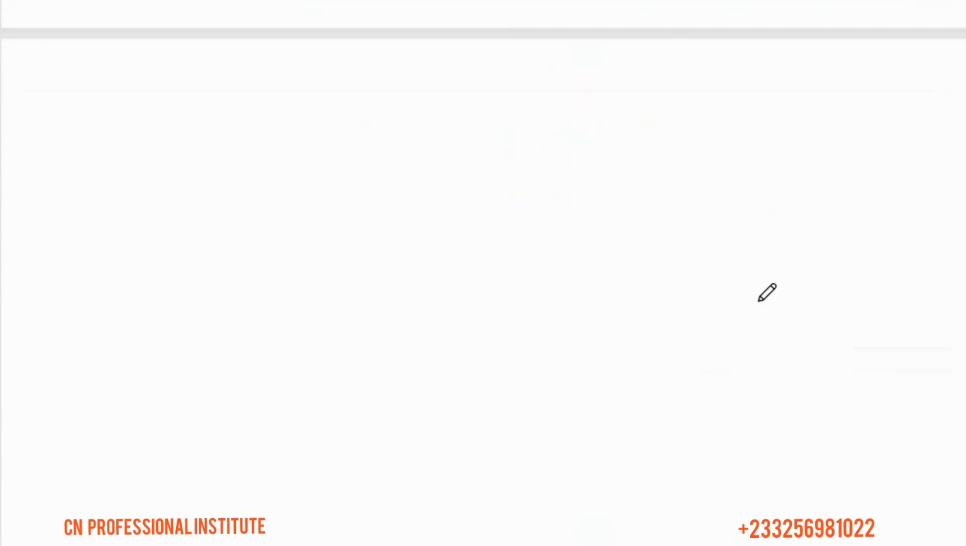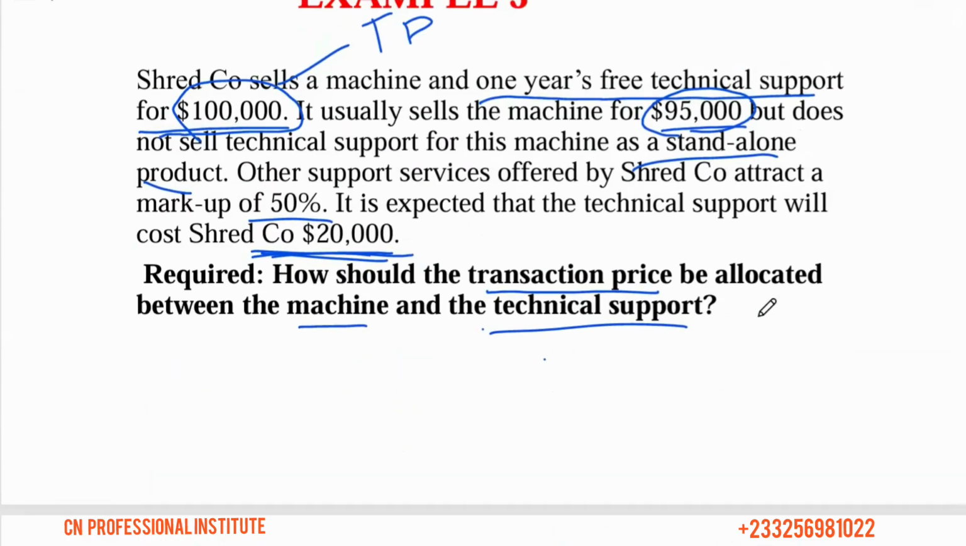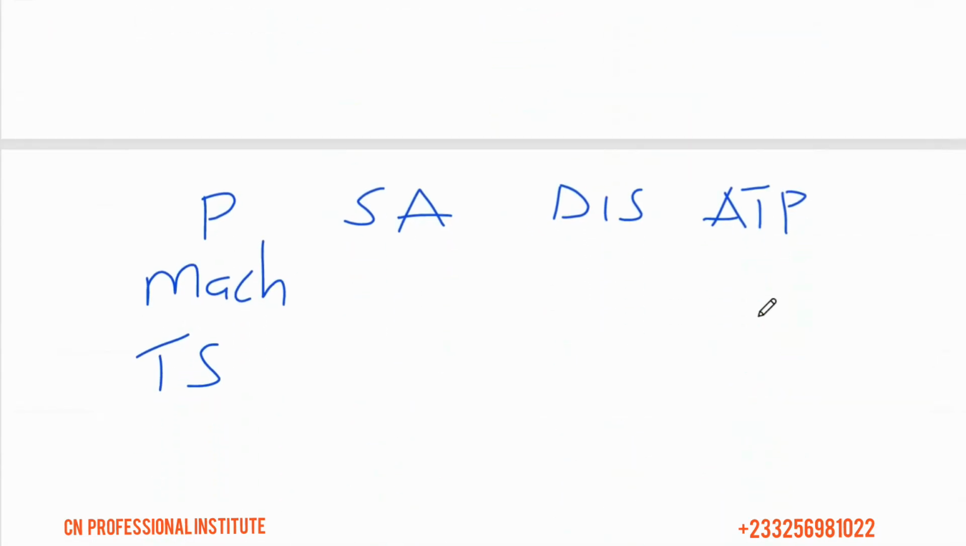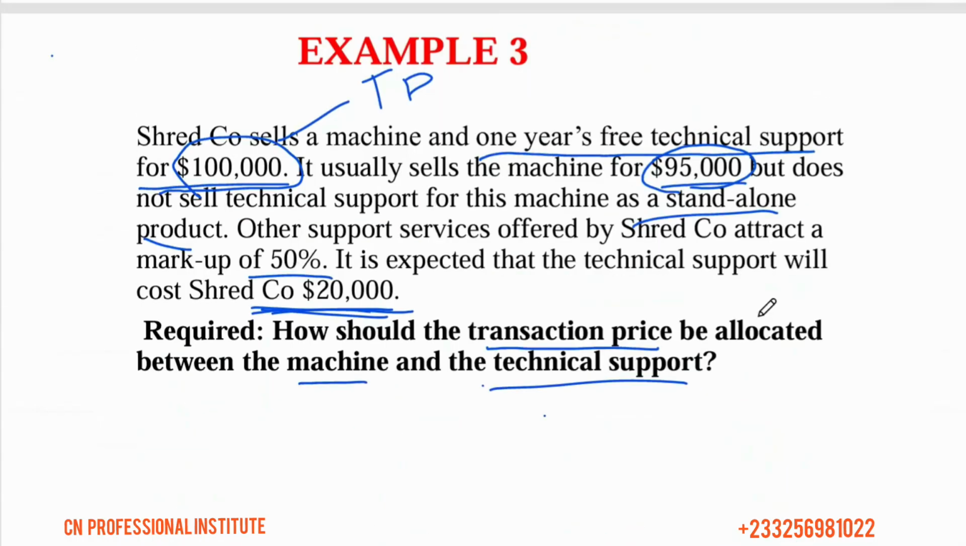We'll go back to the question. Let's say we have the product here, standalone selling price. Then let's bring the discount here, and then we have the allocated transaction price. The products are the machine and the technical support. What are their standalone selling prices? If you are selling them alone, how much are we going to sell? The machine alone is sold for 95,000.